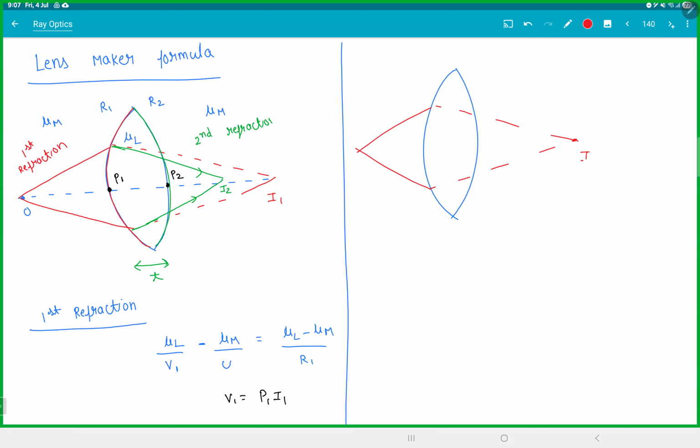The image is forming I1, but the distances are supposed to be measured from P2, isn't it? If this distance is T, and this distance is V1, then this distance will be V1 minus T. Making sense? For the second refraction, the distances are measured from P2. And this I1 is actually a virtual object. Do you guys remember what a virtual object is?